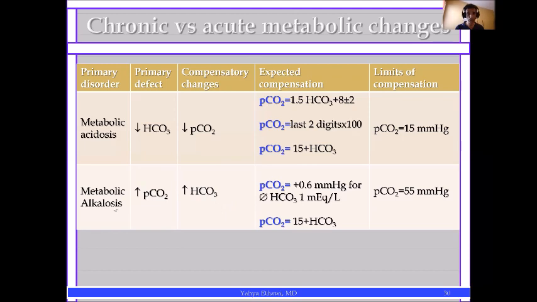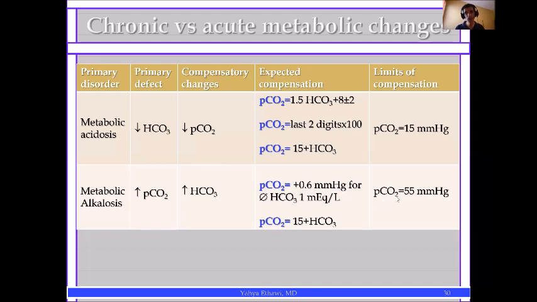So the metabolic alkalosis, then it's a bicarb. It's alkalosis, then your bicarb is high. Well, the body will compensate, it will bring up the CO2. How does it do that? You hypoventilate. You drop your ventilation. You have periodicity, you have apneas, or you have hypoventilation. And the change of PaCO2 is 0.6 millimeter mercury for each 1 milliequivalent of bicarb. The other way around, it's 15 plus the bicarb.